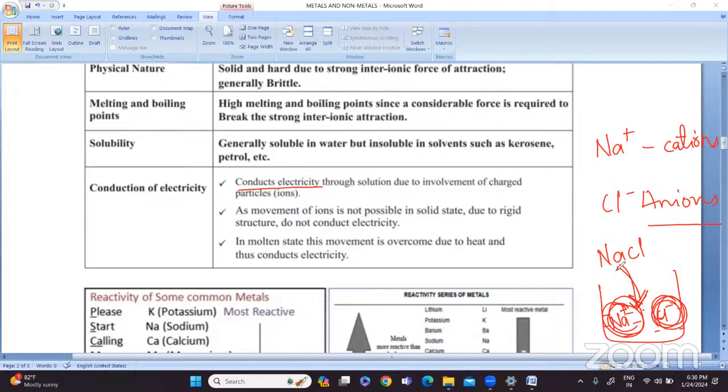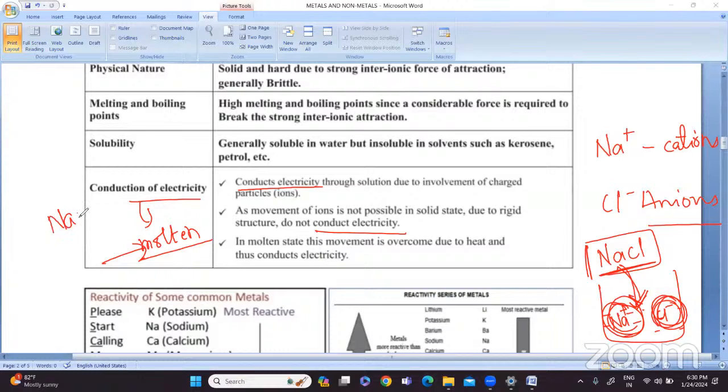If you take solid NaCl, the conduction of electricity is only possible in the molten state, as movement of ions is not possible in the solid state because of the rigid structure. So ionic compounds like NaCl, when they are solid, do not conduct. But when they are in the molten state, they conduct electricity. When you add NaCl in water, because of the dissociation of these charged ions, it will start conducting electricity.